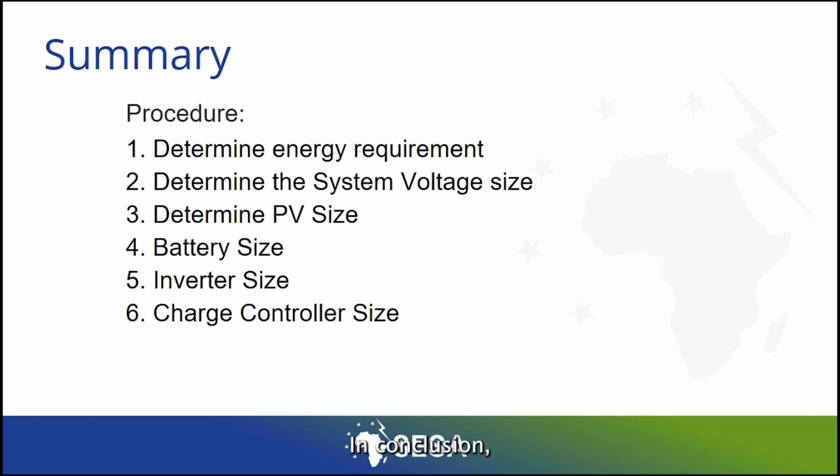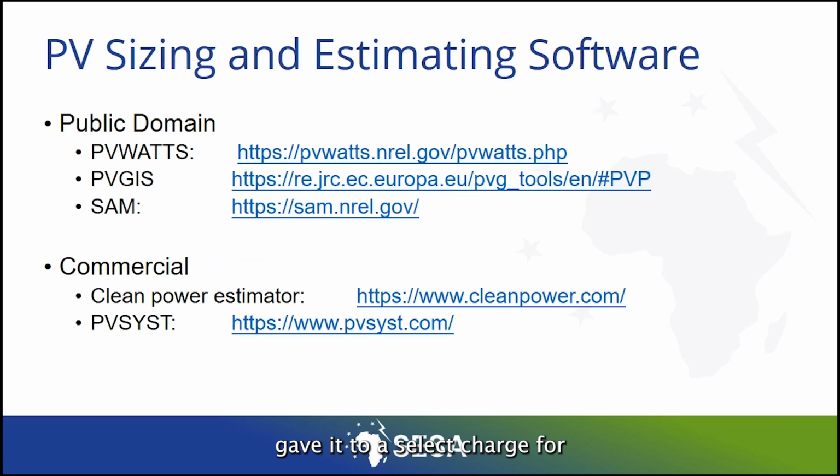In conclusion, what we have done today is to follow the procedure for sizing a PV system. What we learn is that to size a PV system, you need to first of all determine the energy requirement. Then you decide on the voltage. Then you calculate the PV size, but you must consider the correcting factors. Then you size the battery, the inverter, and select a charge controller.